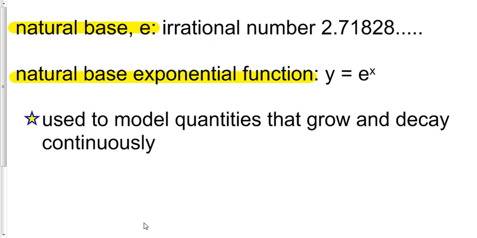So it's an irrational number, and it's named after a mathematician named Euler. It's called Euler's number sometimes, and that's why it's e. It's a lowercase e. Now you can also use e as a base in an exponential function. So here's your general equation, y equals e to the power of x. And we use this function to model quantities that grow and decay continuously. One example that gets used a lot is continuously compounded interest in a bank account or investment account.